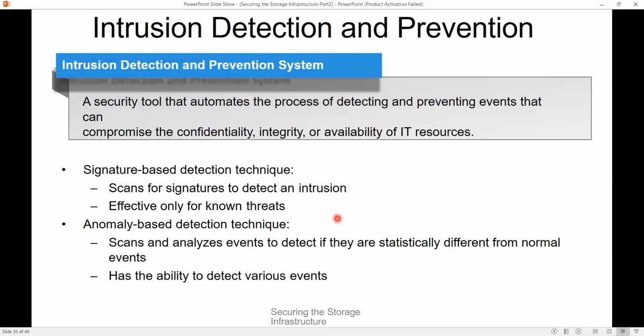So using that we can find out if someone is trying to compromise confidentiality, integrity, or availability. The example that I've given you is called the compromise of availability. This is called a denial of service attack, where we limit the resources to the users who are using them, so that they are not able to access that particular resource, right? So this was about the other technique.